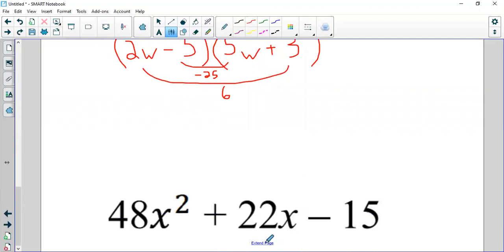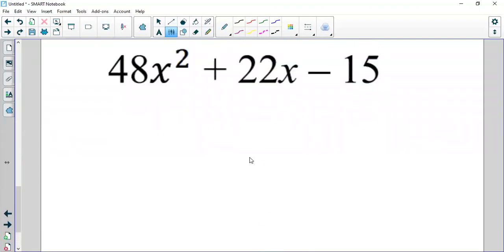Got one more for you. This one's kind of nasty. 48x squared plus 22x minus 15. Well, if I multiply the a times the c, I get 720.